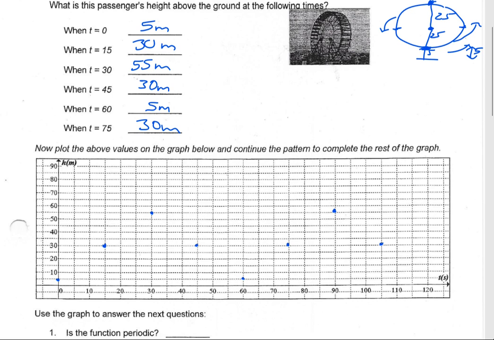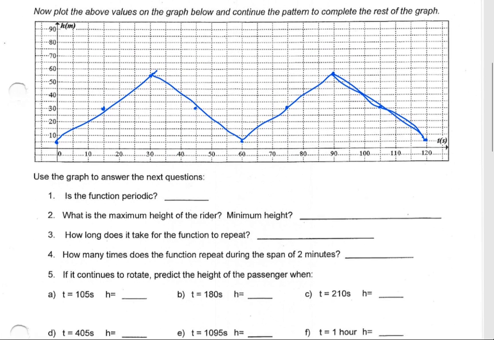And then at 120 seconds, we're back to 5 meters. Okay, and so now we've done 2 full revolutions of the wheel. And so I can connect these dots. So I'm sure with this tool, there is a straight line tool, but I don't know how to use it. So I'm just going to do it freehand. Of course, on a diagram, you would use a ruler, right, to do this. So when you are filling in this page on your worksheet, please use a ruler, not like me.